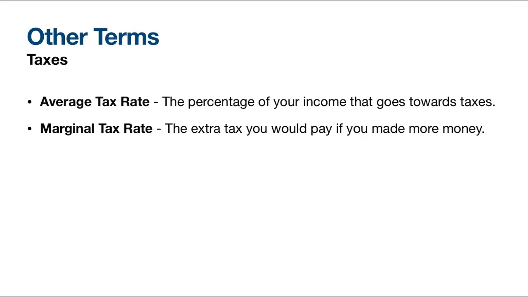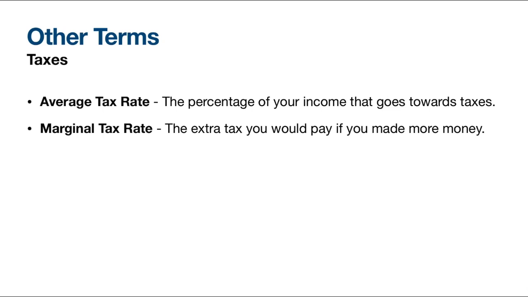Some final terms to cover involve taxes. We have an average tax rate. So this is the percentage of your income that goes towards taxes. Think about, if you take what you pay to your state, what you pay to the federal government, and you divide that by your income, that's going to be your average tax rate. And then your marginal tax rate is how much more tax you would pay if you made more money. So if I make $1 extra, how much more of that is going to go towards taxes?